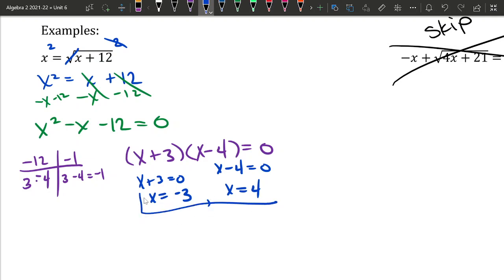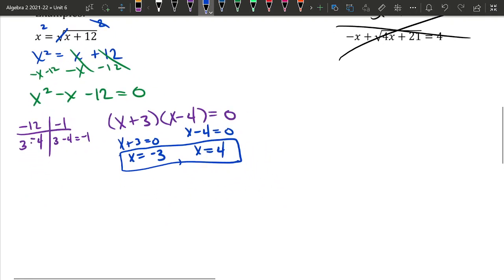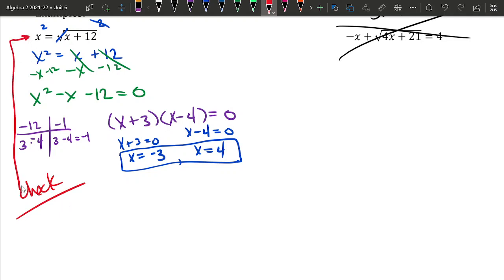I don't know if they are both solutions, or if only one of them is, or maybe neither one of them will work and it's no solution. I have to check both of them to look for extraneous solutions. So I need to check. I get the original problem, the one that is printed on the paper. And for every x, I'm going to plug in a negative 3. So I have negative 3 equals the square root of negative 3 plus 12. So negative 3 equals the square root of 9.